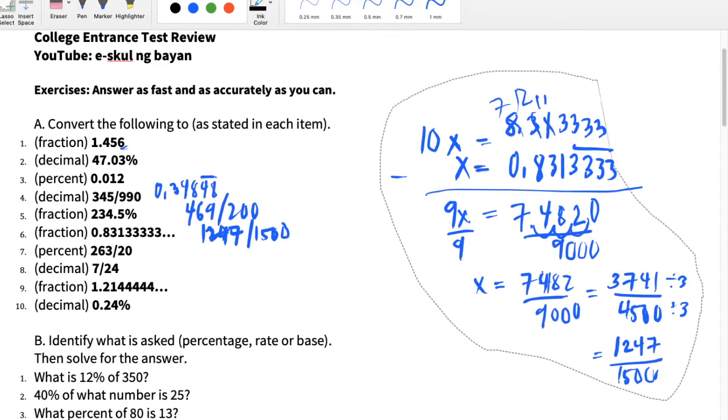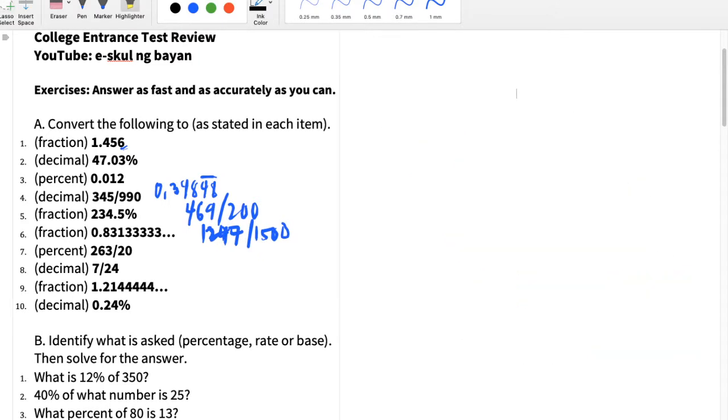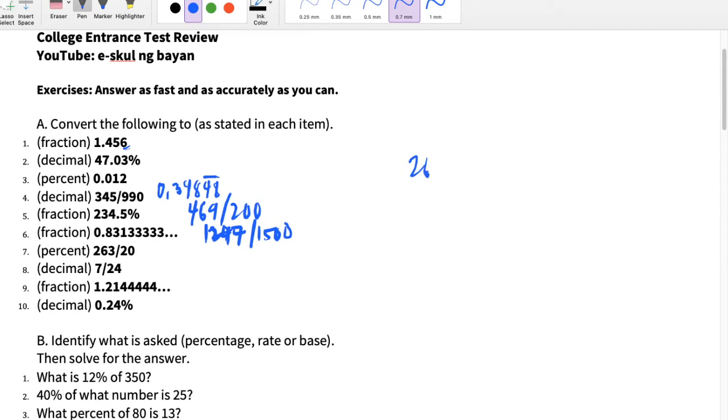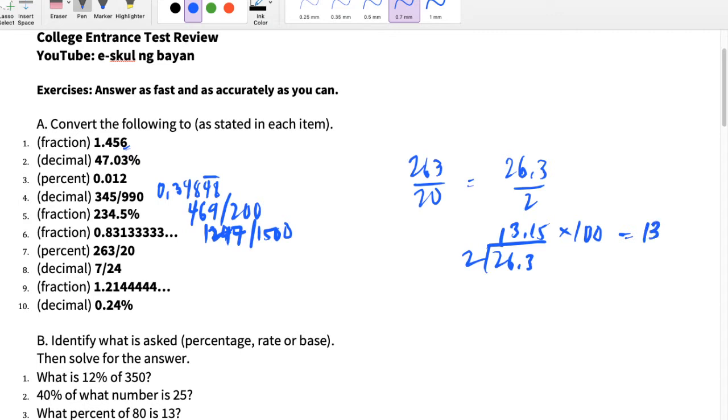Okay. Pwede mong i-divide by 20 yung 263. Pero ako, mas madadalian ako if 263 over 20, gagawin ko siyang 26.3 divided by 2. Kasi, mas madali na siya for me. 13.15. Kasi half of 13 is 6.5. So, we have that. So, this is in decimal form. Ang hinahanap is percent. So, let's multiply this by 100. We will get 131.5%. Okay?